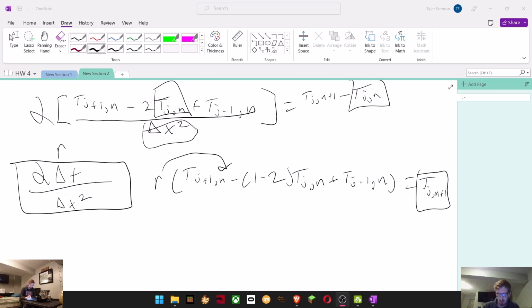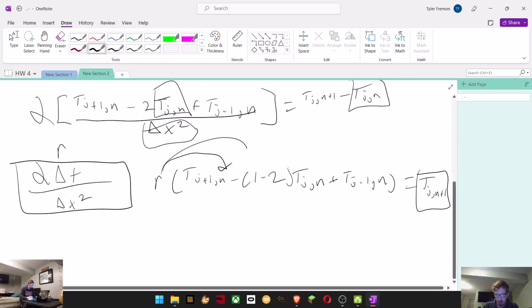And sorry, I actually made a slight mistake here. It's not accurate to write this like this, because then you would distribute this r through to this 1. That's not true. So a better way to write this would just be distribute the r through beforehand, and then you end up with this.